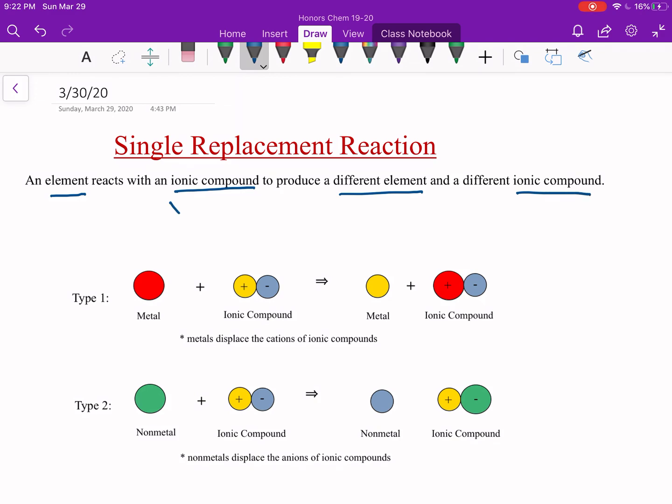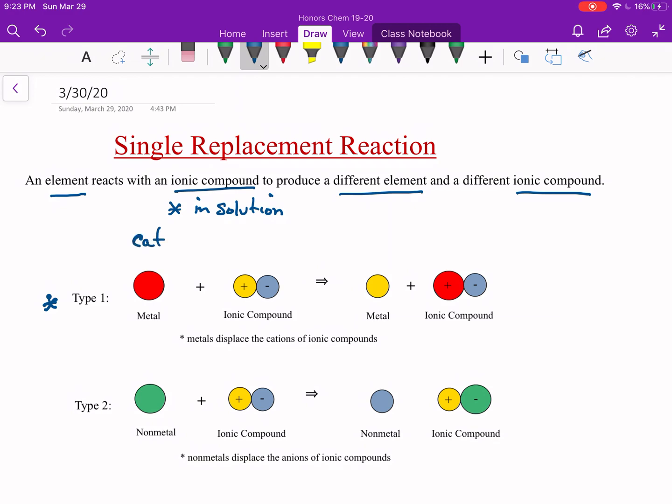Now, most of the time when we do this reaction, that ionic compound that we start with will be in solution. So it'll be a part of a solution dissolved in water, right? And basically what you can see here is there's two different types of this. So the first element we can have is a metal, we know that. And that metal we know will form a cation, right?